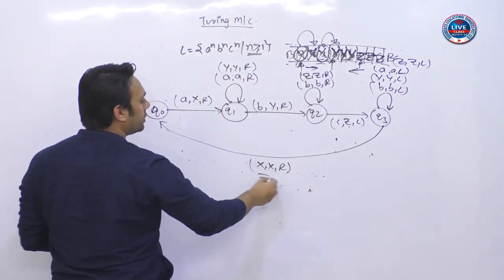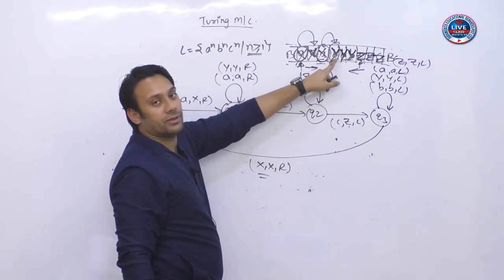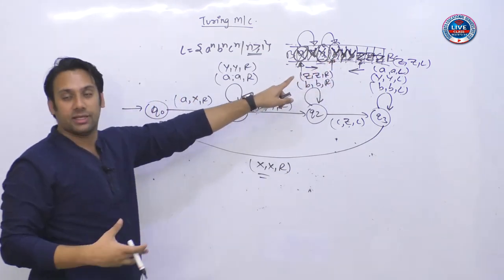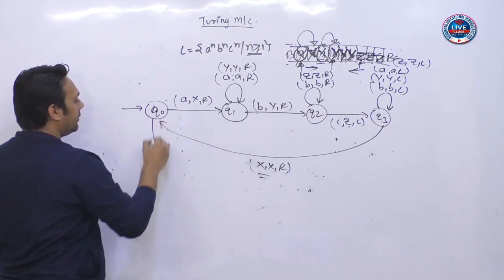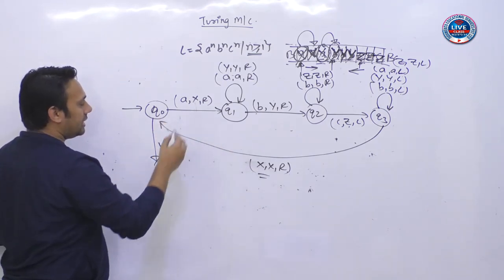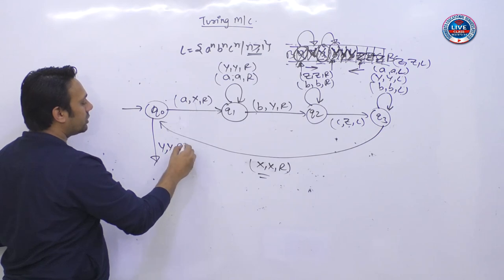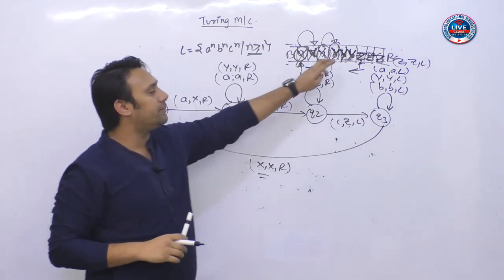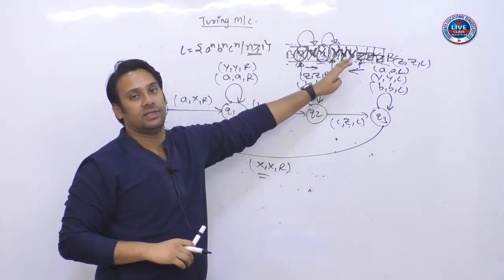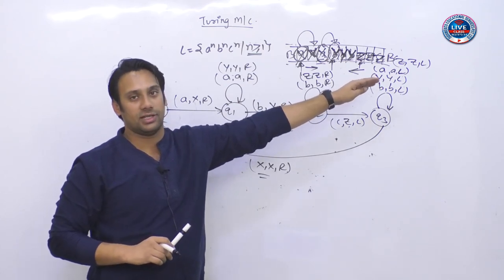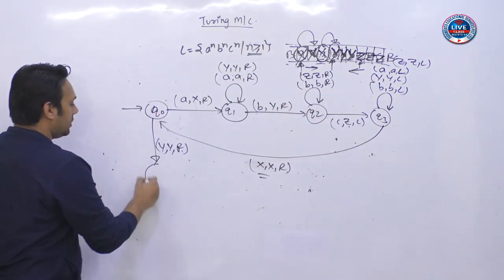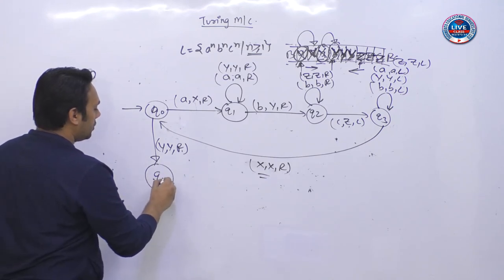After going to the right, you will see that after this X, immediately we have a Y. So if after this X I immediately get a Y, I leave the Y as it is and go to the right direction to see if there is any B left. If there is no B left and no C left, then I can say the number of A, B and C are equal. So I can go to the state Q4.